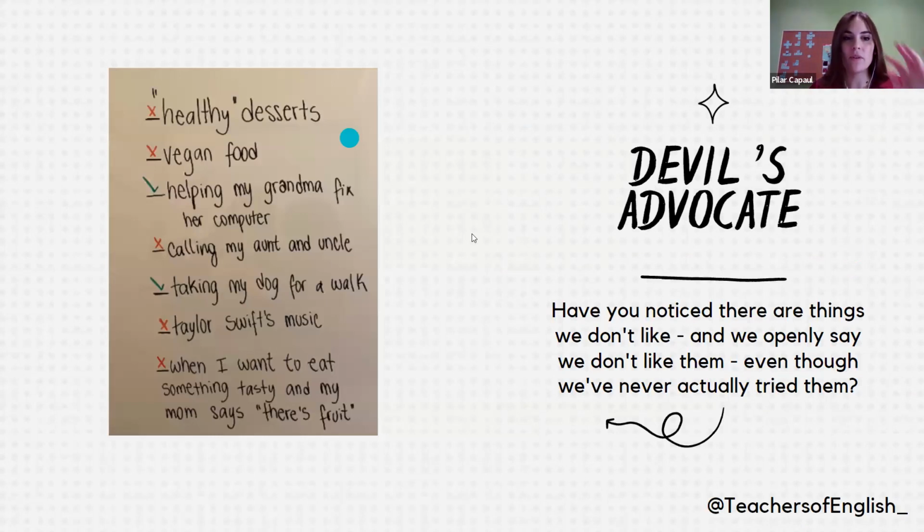Here we have an example. This is a picture of something that one of my students wrote. They said, I don't like healthy desserts. I don't like vegan food. I don't like helping my grandma fix her computer. She wrote down lots of things, but she realized that she was always saying she didn't like vegan food, but she had never tried it, but still she didn't like it. She knew she didn't like it, but she had never tried it before.